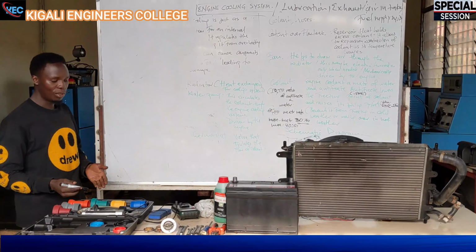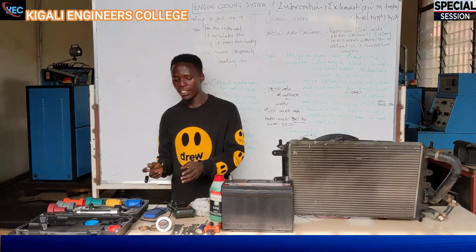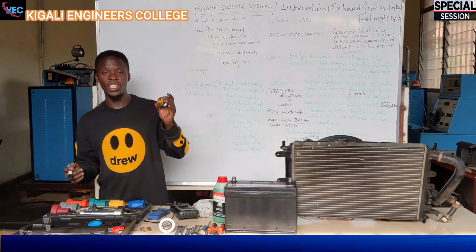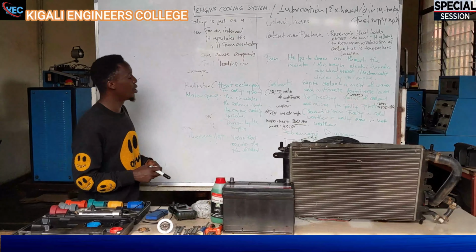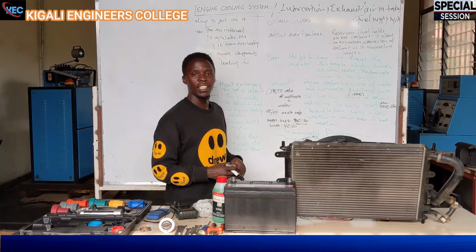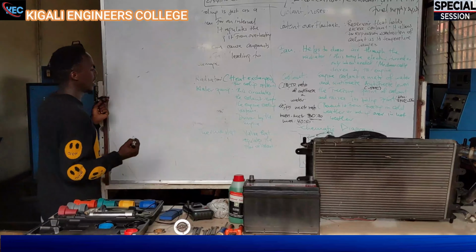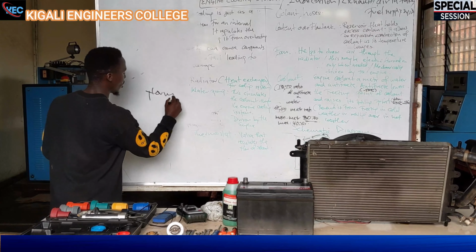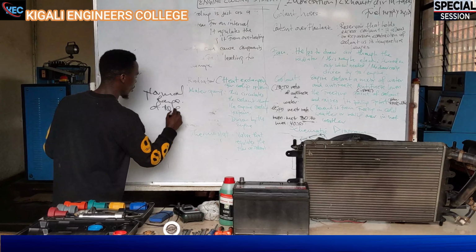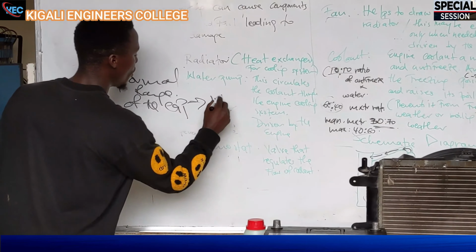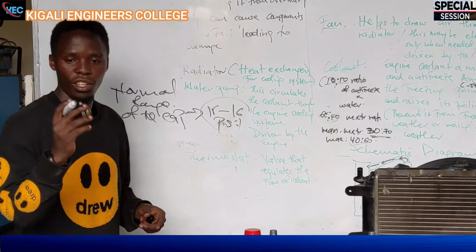Now we're going to see how we can install our radiator fan, and also how we can test our pressure caps to see if they really function as they should. Most of the time, these caps usually operate between 15 to 16 psi. When I say psi, it is pounds per square inch. This is the normal range of this radiator pressure cap.